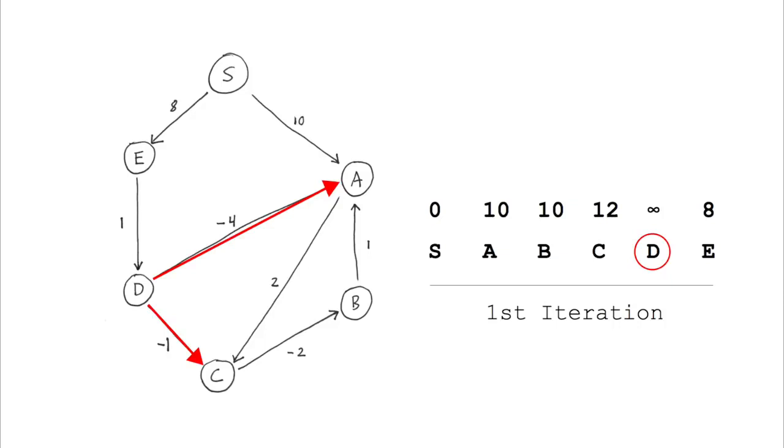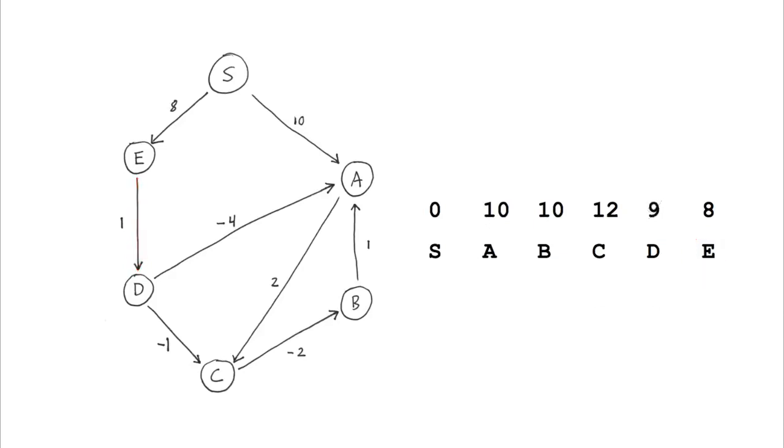On to D. Again, we don't know how to get there yet, so we can skip it and move on to E. E has one outgoing edge. We now know how to get to D with a total cost of 9. We're finished with iteration 1.